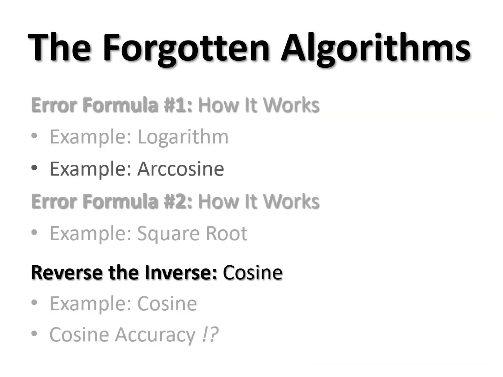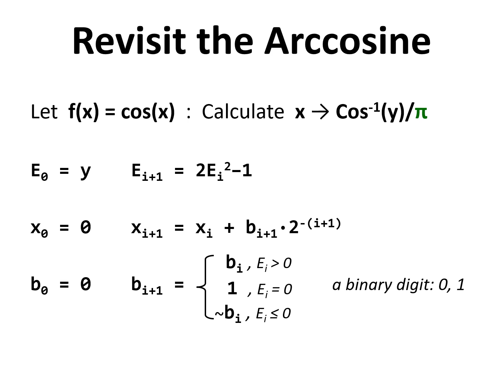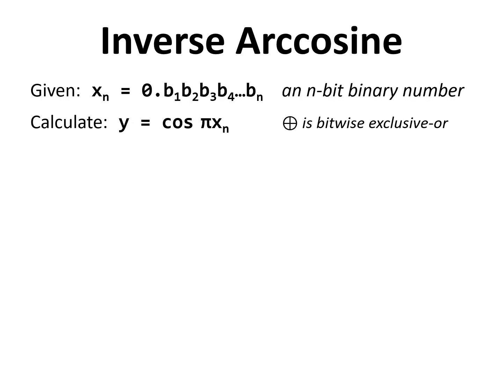Now, let's go back and revisit that arccosine algorithm. Then we'll reverse it. Here it is again, the arccosine algorithm, using error formula number 1. Now, here's an equivalent arccosine algorithm, simplified even more. At each step, we'll choose the next binary digit of x according to that formula for the b bits. Notice that since we're going to reverse this algorithm, doing the inverse of that e calculation will involve add 1, divide by 2, square root. And here's how we'll do it.